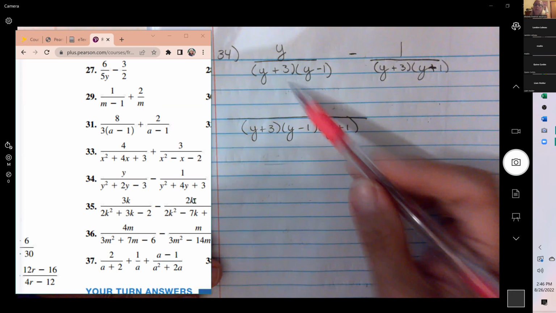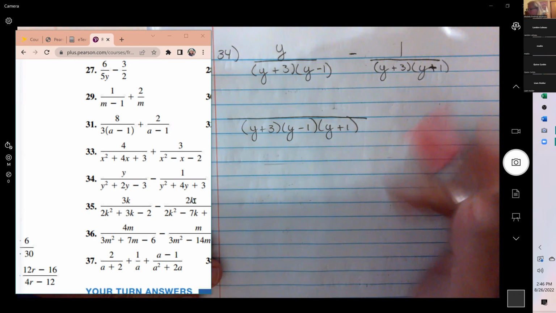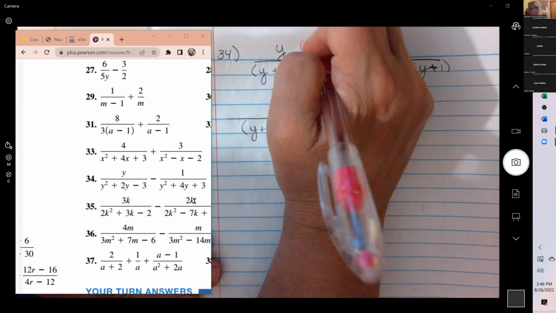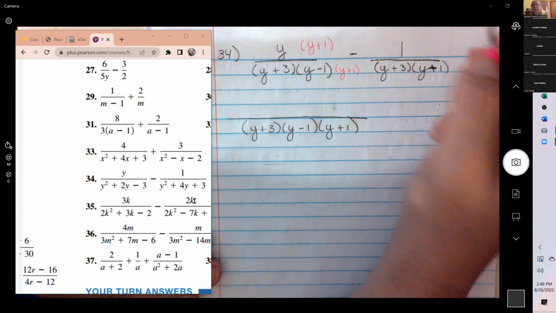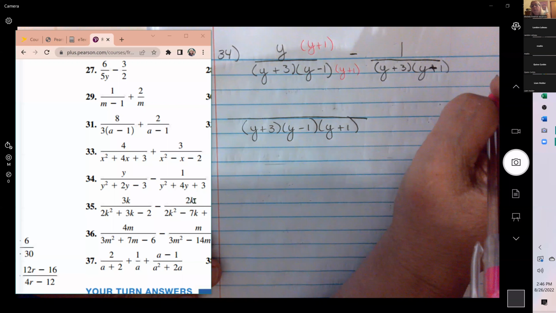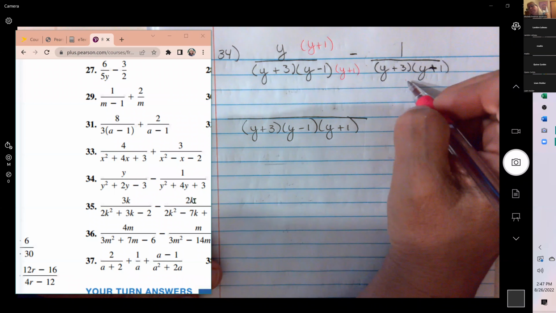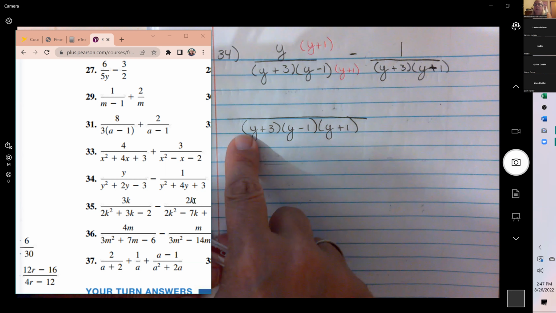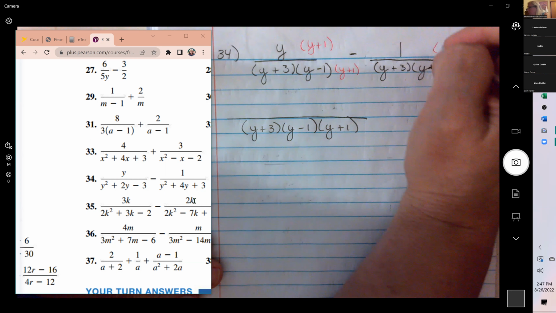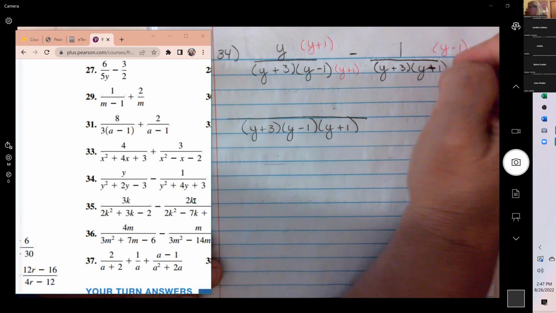So in the first one, I'm missing the y plus 1. So I'm going to multiply top and bottom times y plus 1. This one, I'm missing the y minus 1. I have the y plus 1 and the y plus 3. So I'm going to multiply the top by y minus 1.